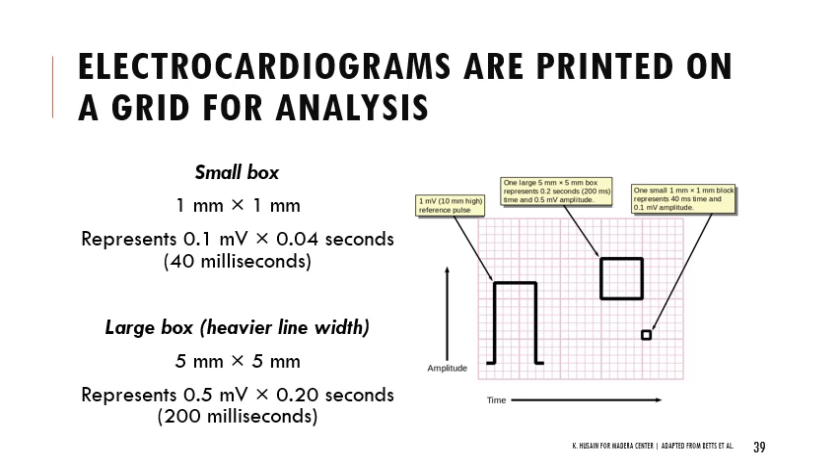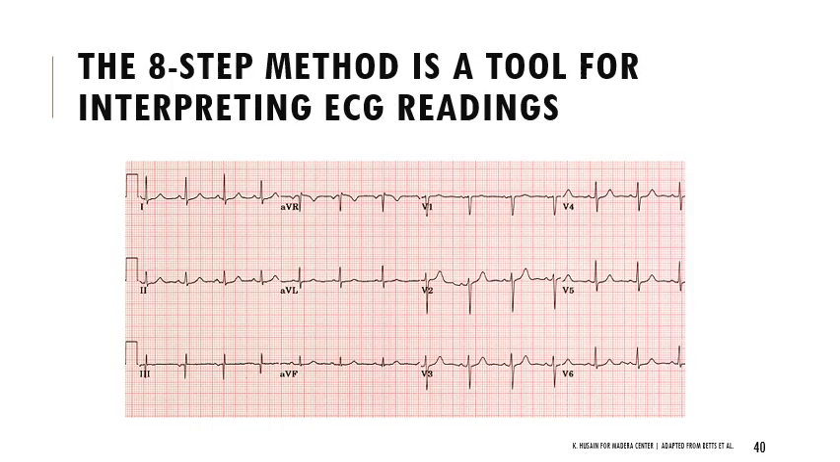So the number of squares is going to be important in figuring out these baseline measurements that are part of the 8-step method. The 8-step method is an important tool for interpreting ECG readings. One thing that I'll say is that this is an important learning outcome of the course, learning how to apply the 8-step method. But there are different strategies for reading ECGs. The printouts look a little bit different depending on how many leads you're using, how many sensors you have on the patient.